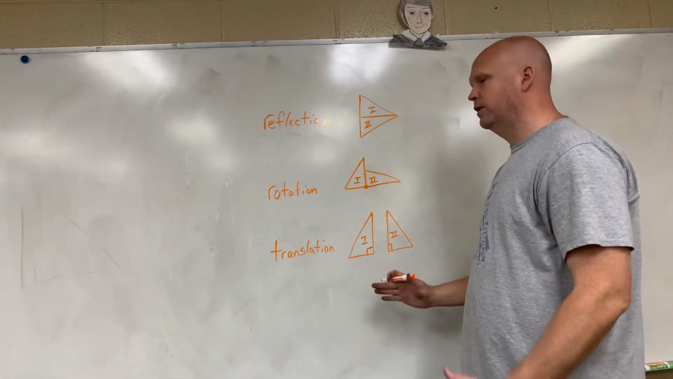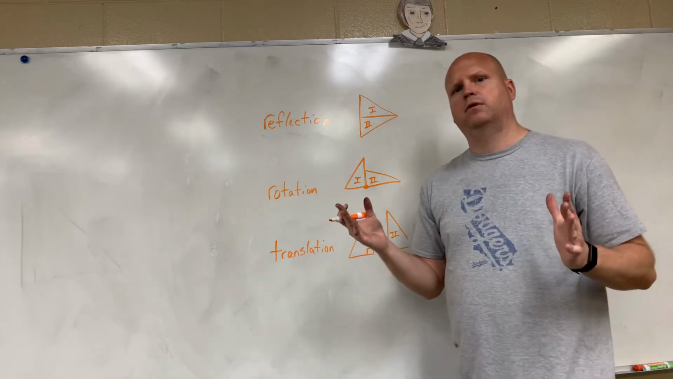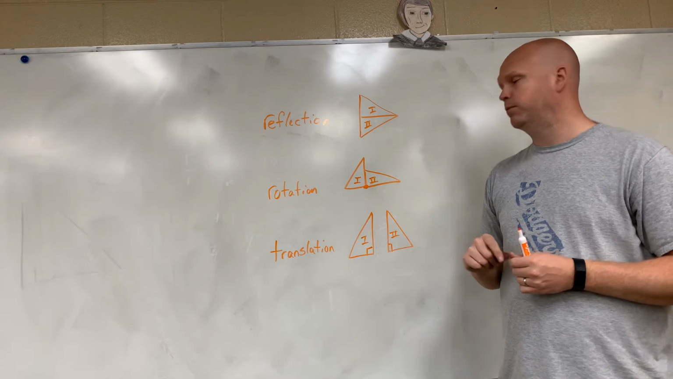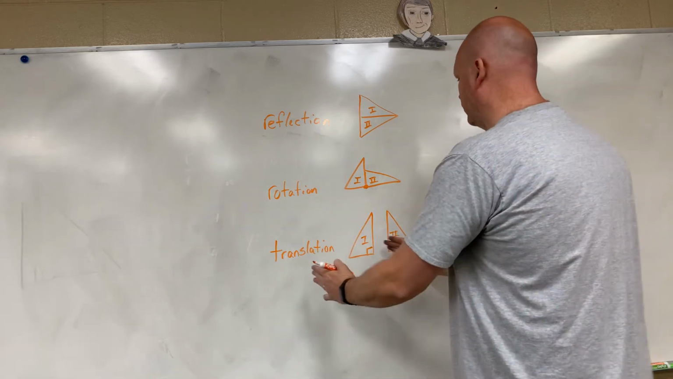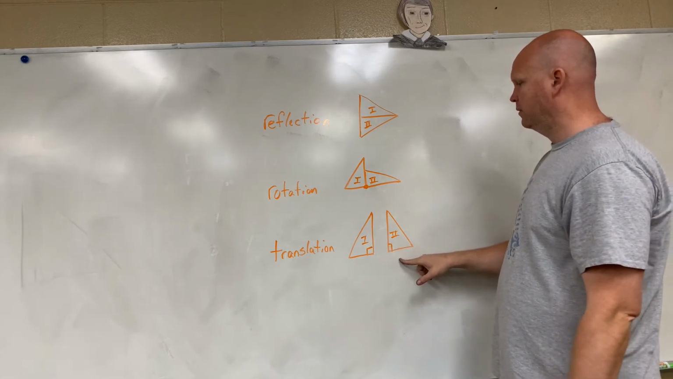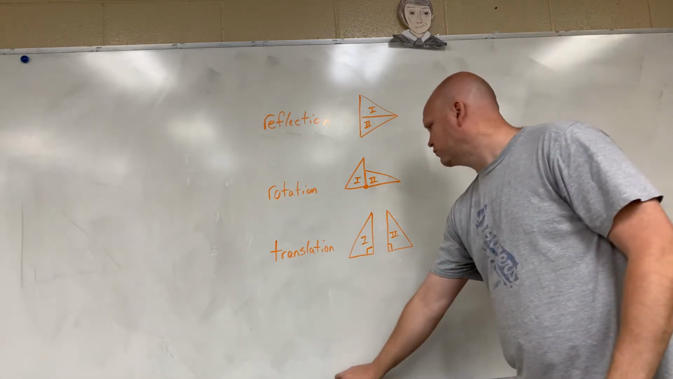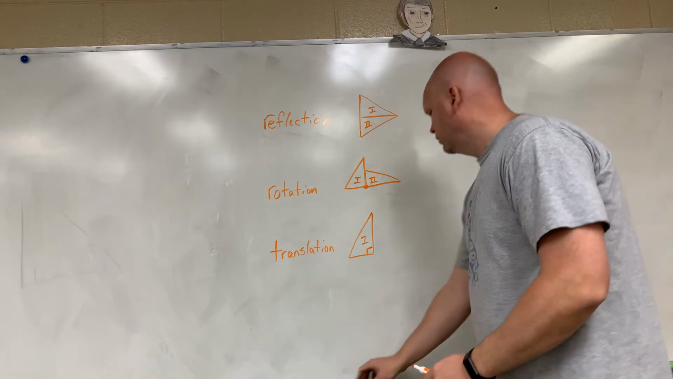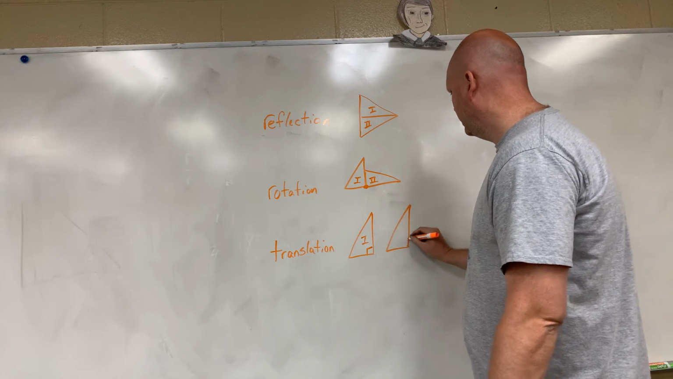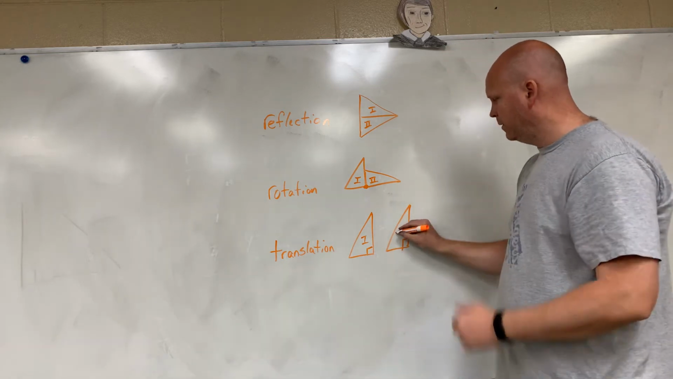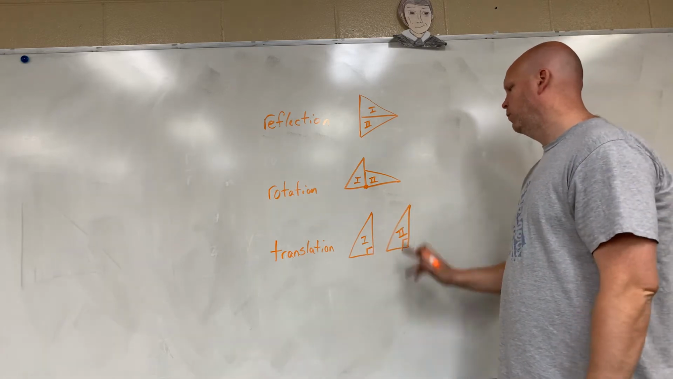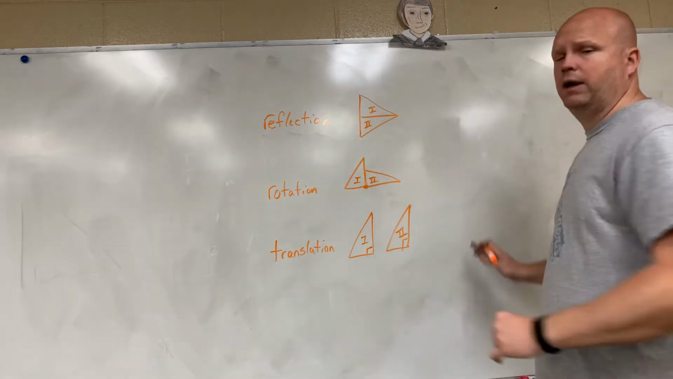And then translation is copy and paste, or cut and paste if you were doing something on the computer. You're basically just cutting out the figure and moving it to another location. It looks, I drew that wrong. I drew that as a reflection. It will look exactly the same. It will just be in a different location. They both would be having the slope on the same side. You're just moving it around somewhere else on the board.